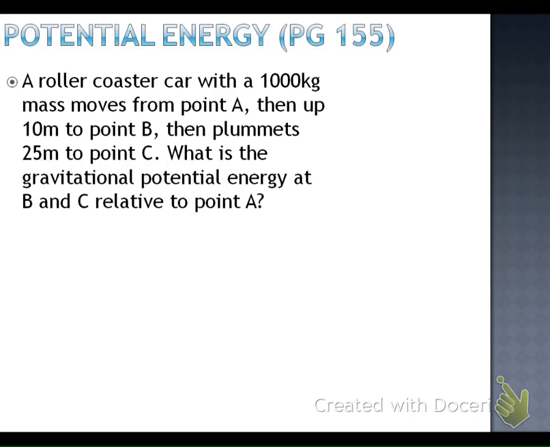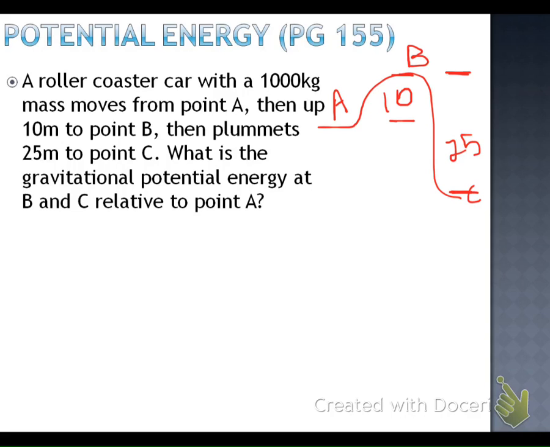This says a roller coaster that weighs 1,000 kilograms moves from point A up to point B, then downward to point C. So here's what our roller coaster kind of looks like: A, B, and C. From point A to point B is 10 meters. From point B to point C is 25 meters. We want to calculate gravitational potential energy at point B, and then again at point C.